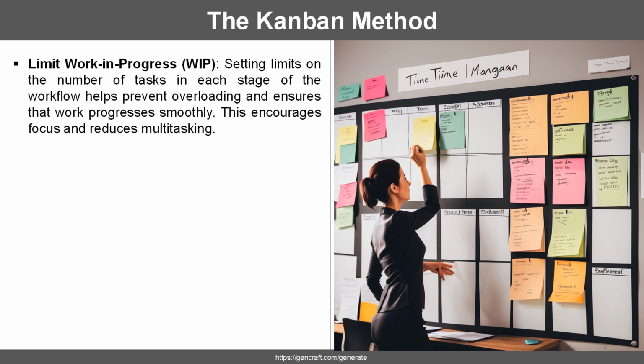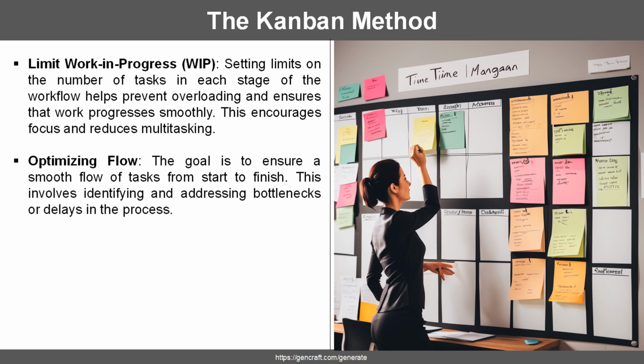Limit work in progress. Setting limits on the number of tasks in each stage prevents overloading and ensures work flows smoothly. This reduces multitasking and encourages focus on completing a task before starting a new one. Optimizing the flow. The main goal is to ensure tasks move seamlessly from start to finish. This involves identifying and resolving bottlenecks or delays in the workflow.